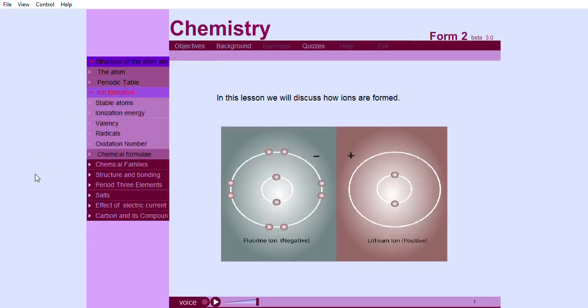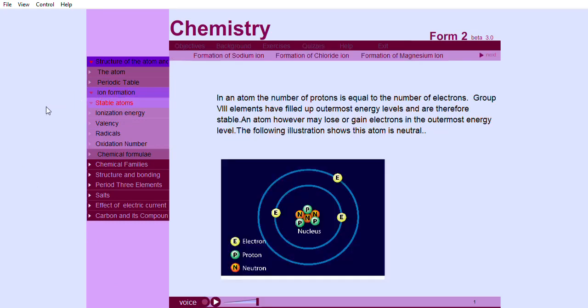In this lesson, we will discuss how ions are formed. In a neutral atom, the number of protons is equal to the number of electrons. Group 8 elements have filled up outermost energy levels and are therefore stable. An atom, however, may lose or gain electrons in the outermost energy level.